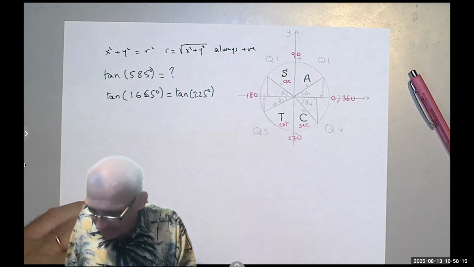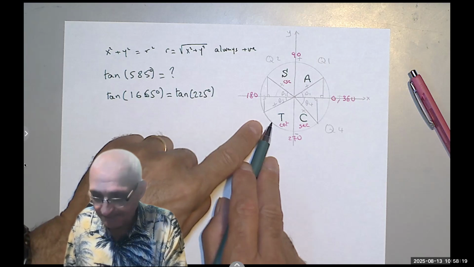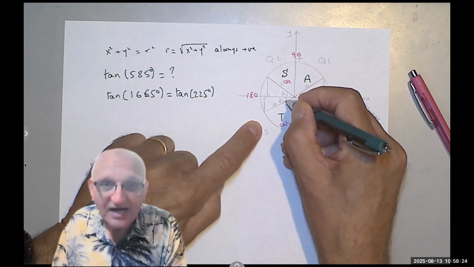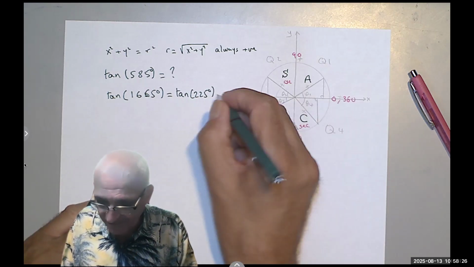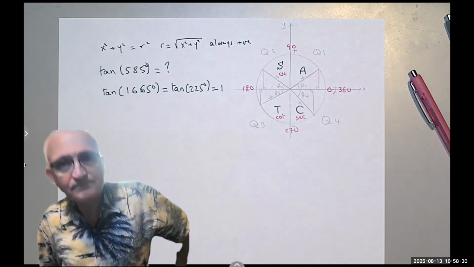And then you say 225 is between this and that. So we are in the third quadrant, so the tangent is positive. 225 minus 180 is 45. So this angle is 45. I know that the tan of 45 is 1. So the answer is 1. It's that simple. Okay?